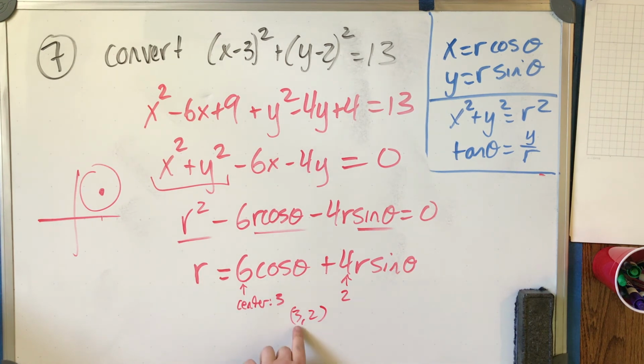And I know that the 3 went in the x direction because cosine's x, and the 2 went in the y because sine is y. And from there, it gets a little bit harder to figure out where the 13 comes from. But we could do the math right here to figure that out. 3 squared plus 2 squared is going to end up giving us that 13 that we need.